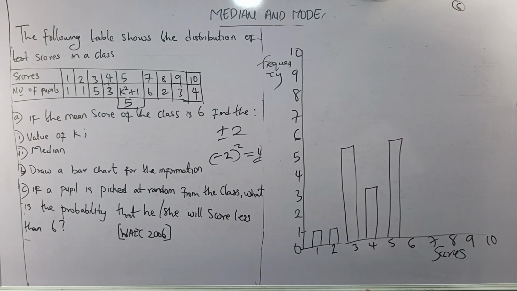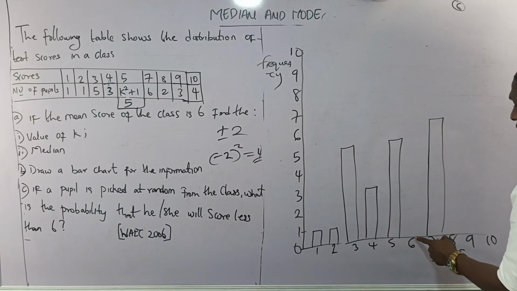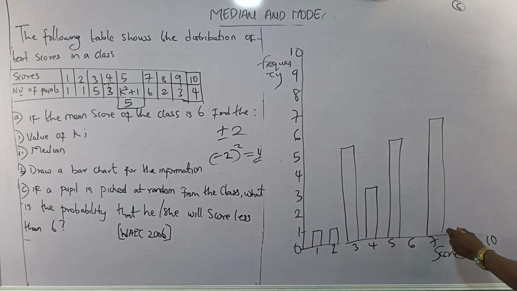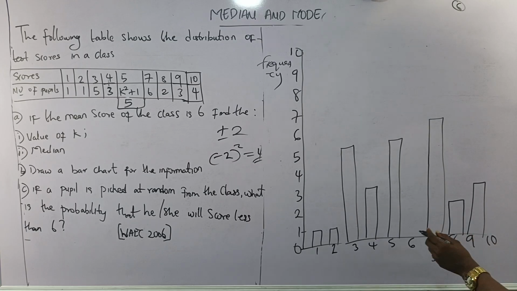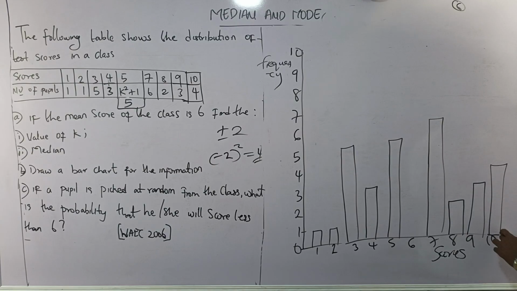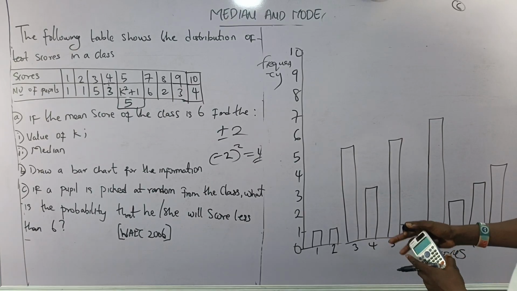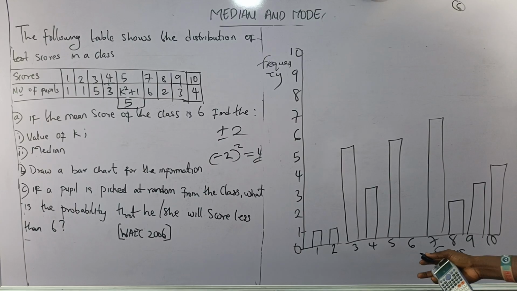For my 7, I have 6. Take note, I skipped the 6 because there is no score for 6. For my 8, I have 2. For my 9, I have 3. And for my 10, I have 4. Please take note, when you are drawing yours, the width of the bars must be equal. The height will be different, except where both have the same frequency. That's when the height will be the same.